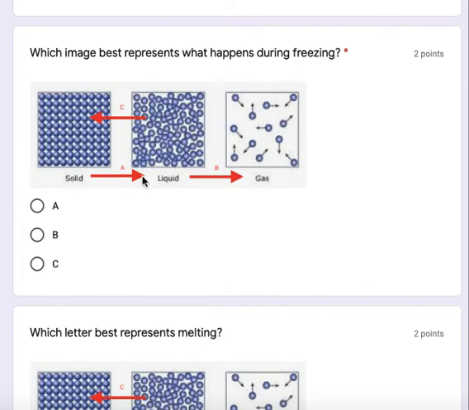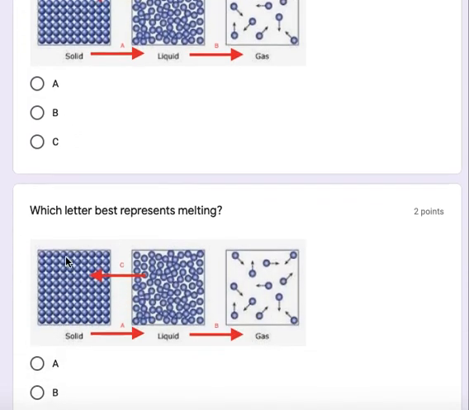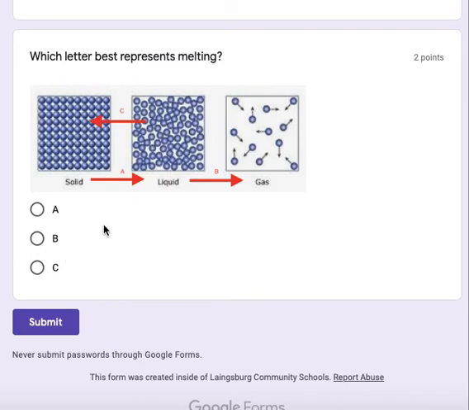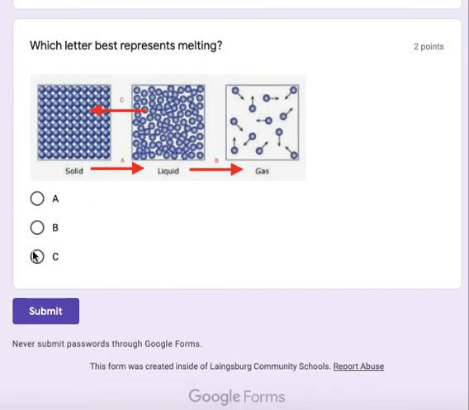A, B, or C? Which image best represents what's happening during freezing? A, B, or C? Which letter best represents melting? A, B, or C? Now you just click the button Submit and you're all done.